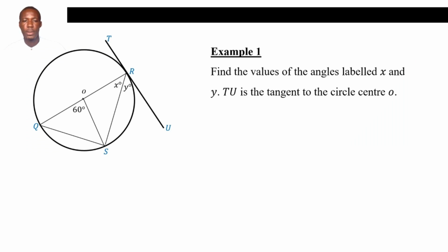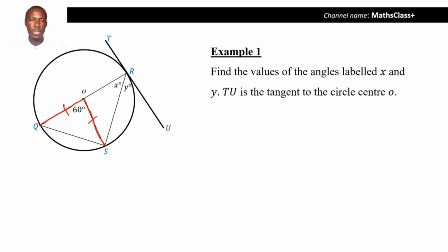Example 1. Find the values of the angles labeled x and y, with TU being the tangent to the circle with center O. Okay, our task is to find the value of the angle x here and the angle y here. Now, when you look at the diagram, you see the line OQ and the line OS to be equal. That is, both are radii.